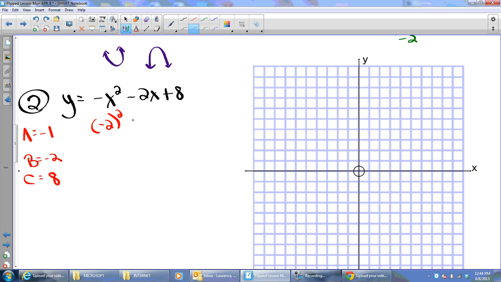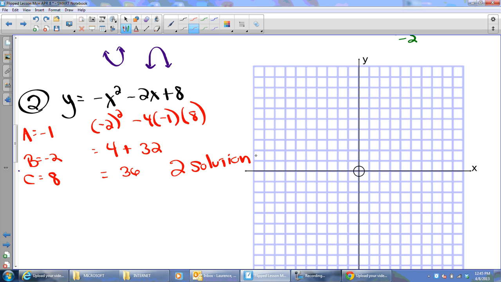Negative 2 squared minus 4 times negative 1 times 8. And so I'm going to get 4 plus 32, I believe. It's going to be 36. And so there's going to be two solutions. All right, so I have two solutions. I'm going to go ahead and find the vertex. So that's going to be x equals the negative of b. b is negative 2, the negative is positive 2 over 2 times negative 1. That'll simplify to negative 1.